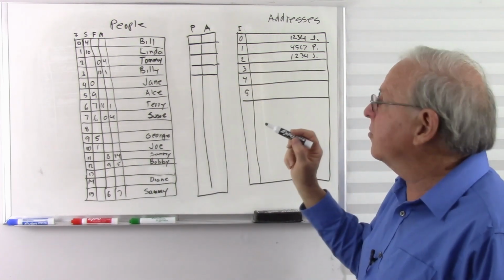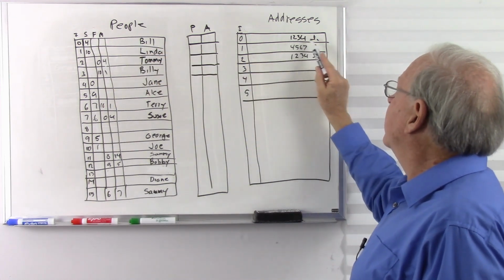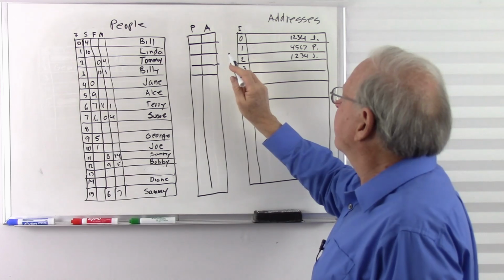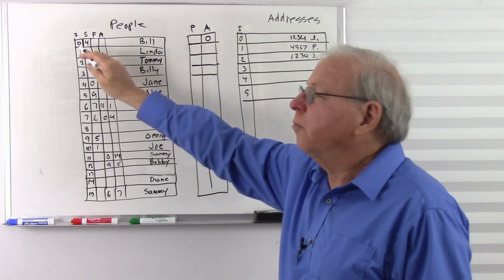So let's see how this ties together now. So Bill is going to have his address put in. He's 1234 J Street. And so what we have is address 0 ties to person 0.